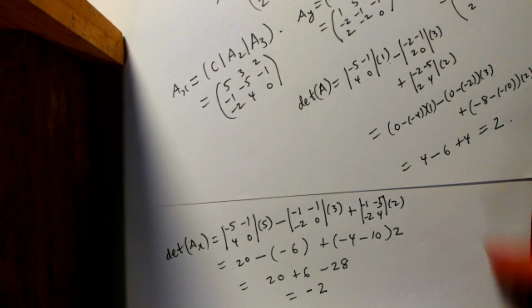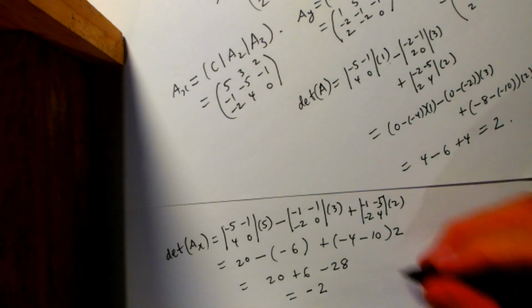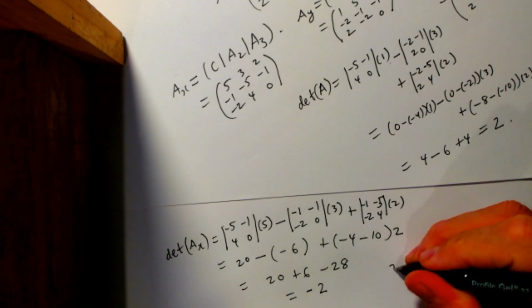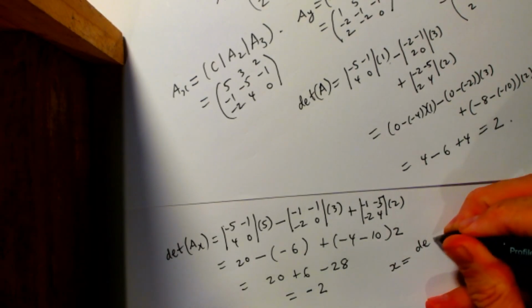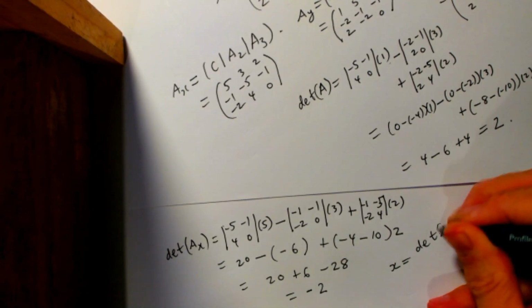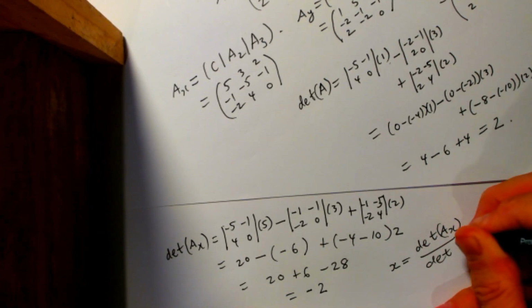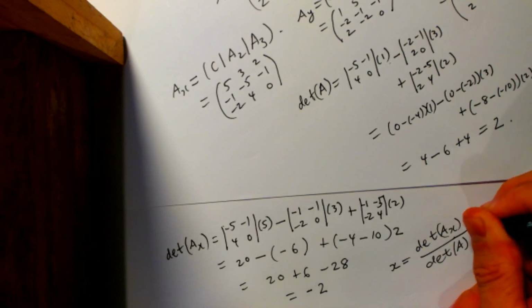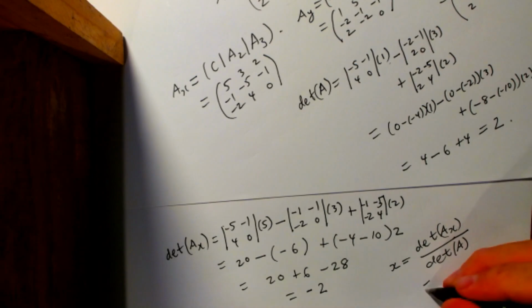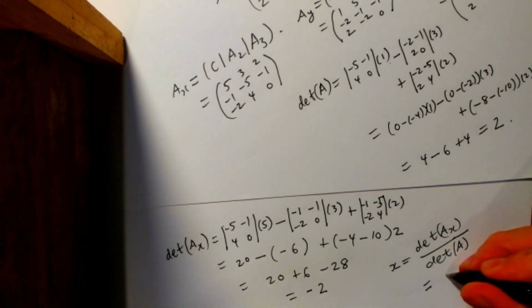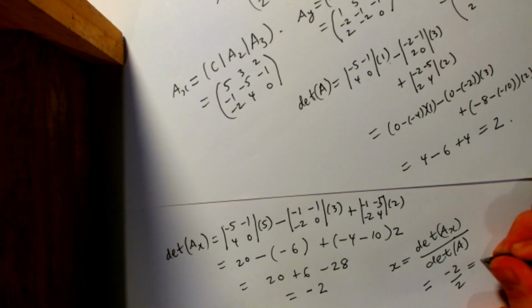Okay, so we do need the other two determinants, but let's go straight away to work out what x is. So x is equal to det of A subscript x over det of A. Now we already have det of A is equal to 2. So this is minus 2 over 2, which gives us minus 1 for x.